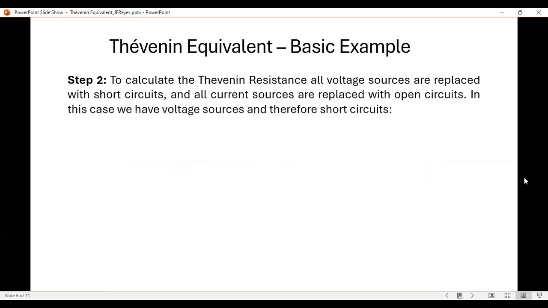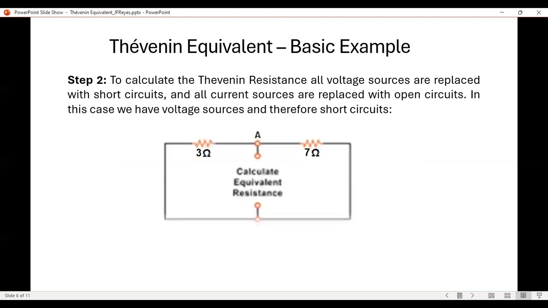Now we have to calculate the Thevenin resistance in step 2. To calculate the Thevenin resistance, all voltage sources are replaced with short circuits and all current sources are replaced with open circuits. In this case, we have voltage sources and therefore short circuits. As we see in the diagram, we eliminated the voltage sources and we put short circuits.